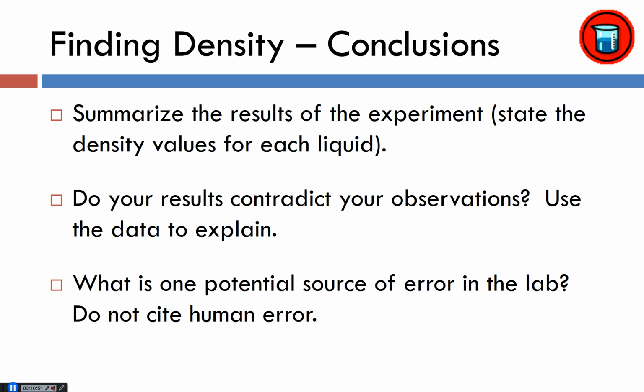When we say do not cite human error, that means we're not going to say that the person who was measuring the volume, for example, didn't use the graduated cylinder correctly. And this one's going to be especially difficult for those of you who are following along at home, as you did not actually conduct this experiment, you just got the data. But do your best, try to figure it out, and we'll be using the percent error formula a lot this semester, again, to evaluate how good your data and your results actually are.